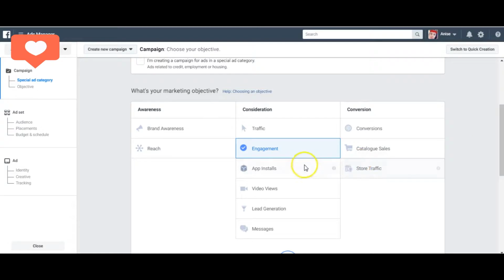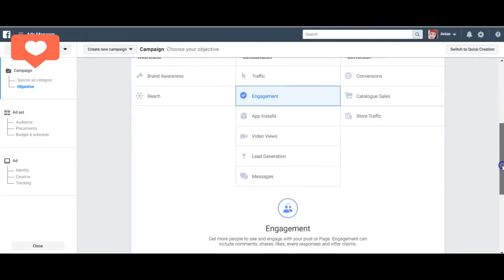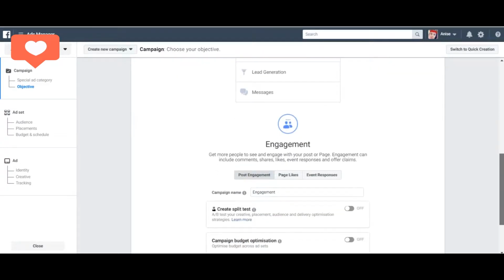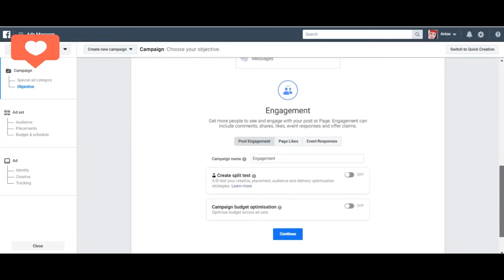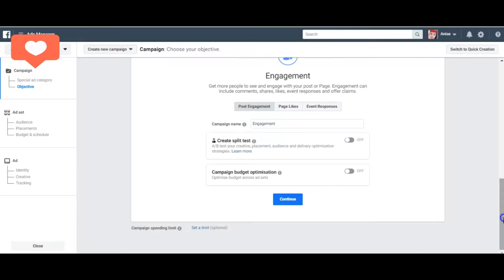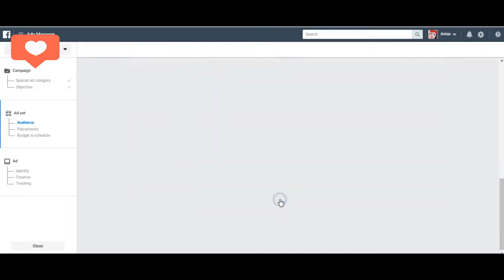So often the engagement is a cheaper campaign than maybe store traffic, because that contains click-through rate. But let's do an engagement ad for now and see how we go. So we want post engagement, and let's continue.